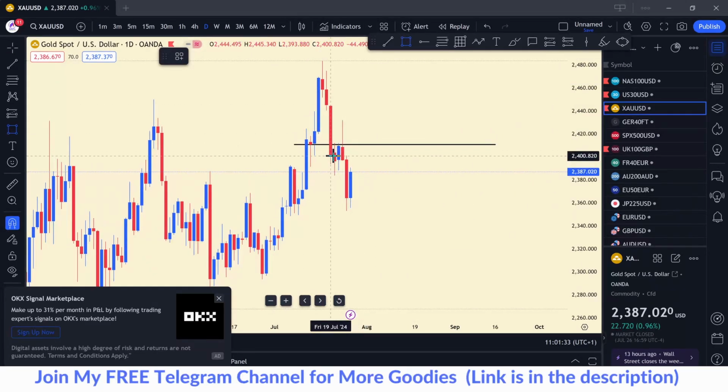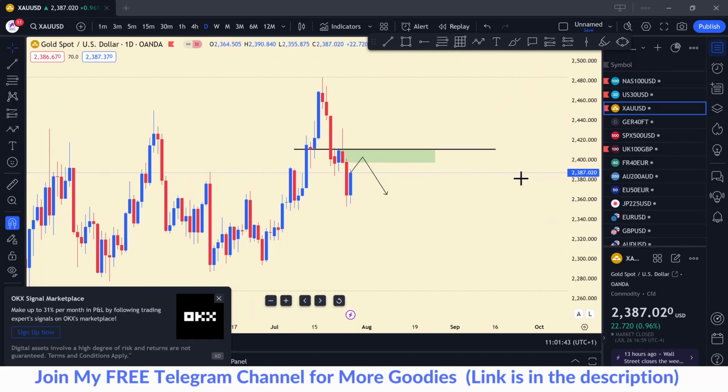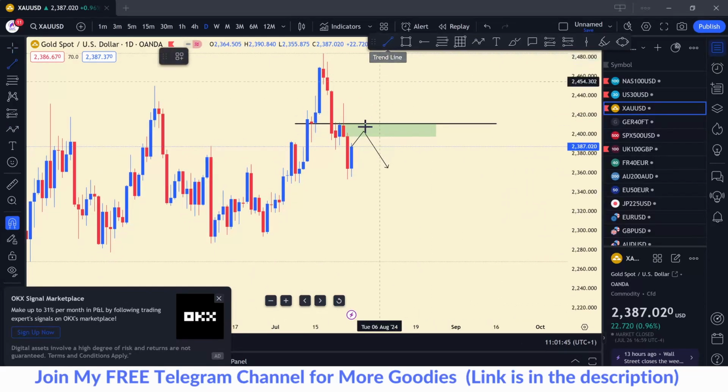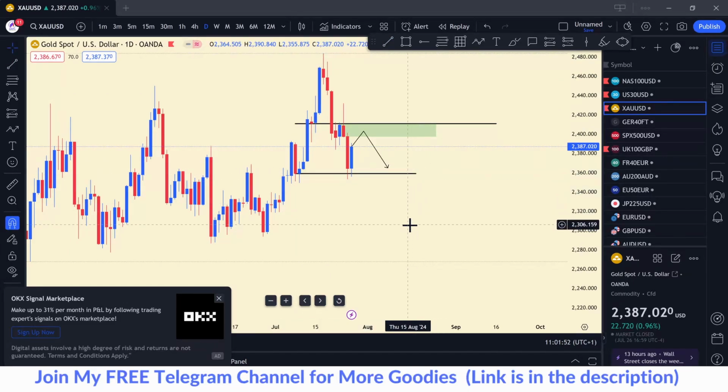I'll be looking to sell gold from this area here. Okay, if price trades in here, I'll be looking to sell gold. But first of all, there's something I'm looking at in this gold analysis. It is this level. Because when the daily level tells me to buy, I will buy. Then I will take my profit from the weekly areas to sell.